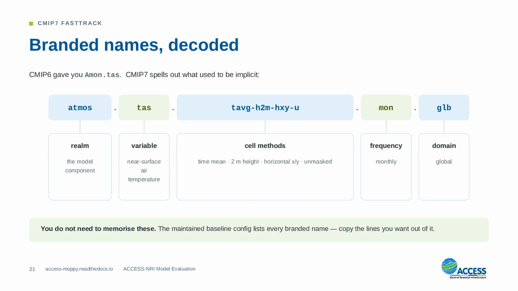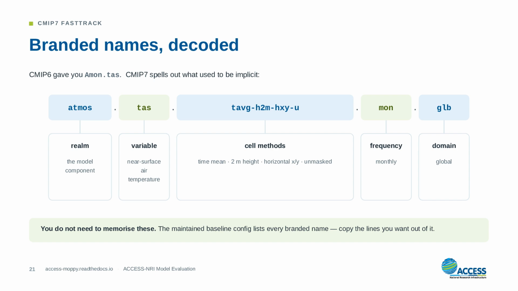Branded names are the biggest visible change. CMIP6 gave you Amon.tas. CMIP7 gives you this. It looks like a lot, but it's only 5 fields, and it spells out what used to be implicit. Realms, atmosphere. Variables, tas. Then the cell methods which say, time mean at 2 meter height, on the horizontal XY grid unmasked. Then the frequency, monthly. And then the domains, global.